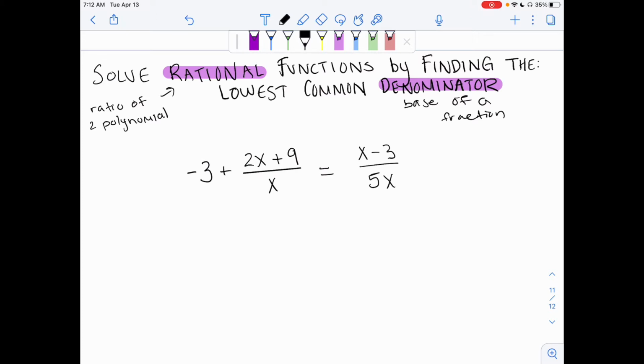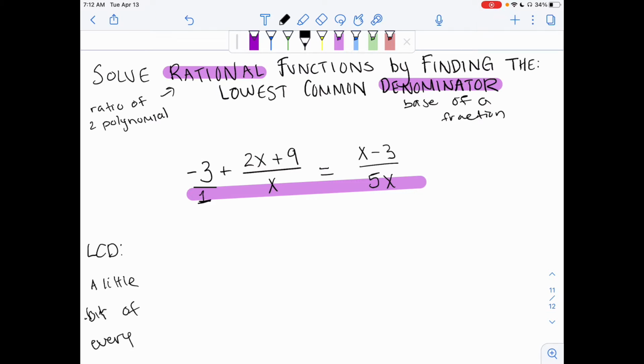So let's take a look at our denominators. We have a denominator of 5x of x, and when we don't see a denominator, it's going to be 1. So here are my denominators. Now to find my lowest common denominator, it needs a little bit of everything. Our goal is to be able to cancel out our denominators. And in order to do that, it needs a little bit of all of the denominators.